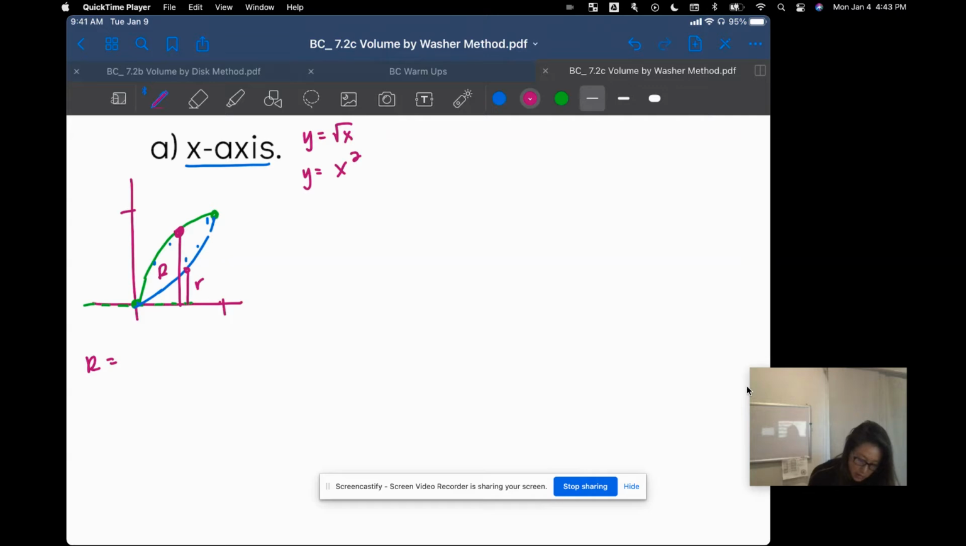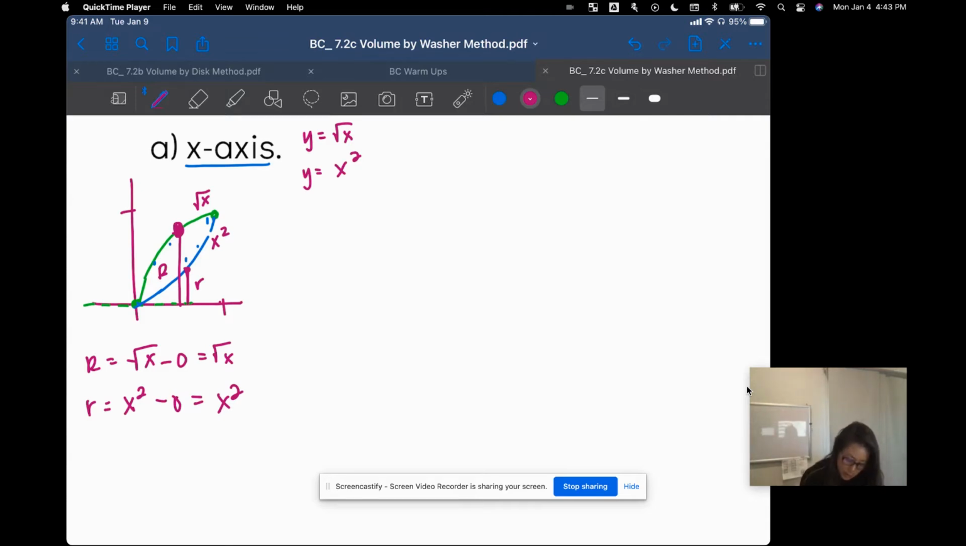R is equal to, the outer curve is the square root of x, and the inner curve is x squared. So the outer curve to the axis of rotation would be the square root of x minus 0, which is the square root of x. And then the inner curve is little r. So from the blue curve, which is x squared, and then it hits all the way back to the x-axis, which is 0. So little r can be defined by x squared.